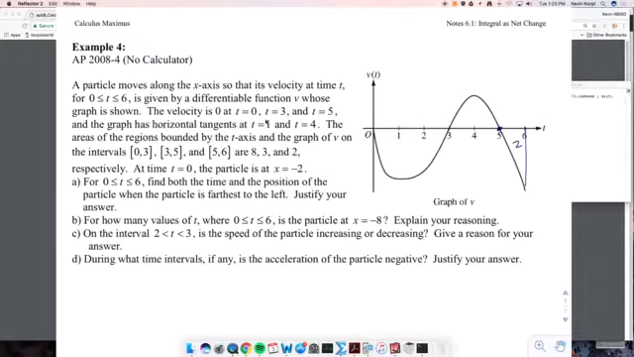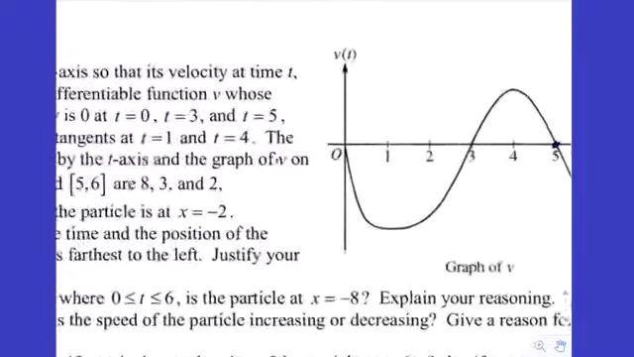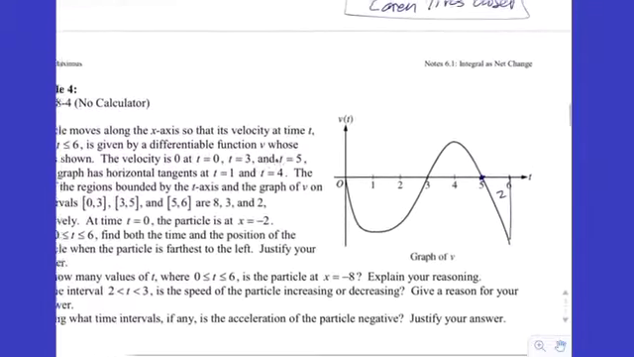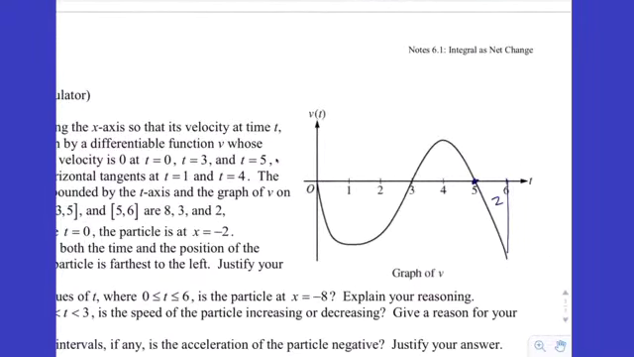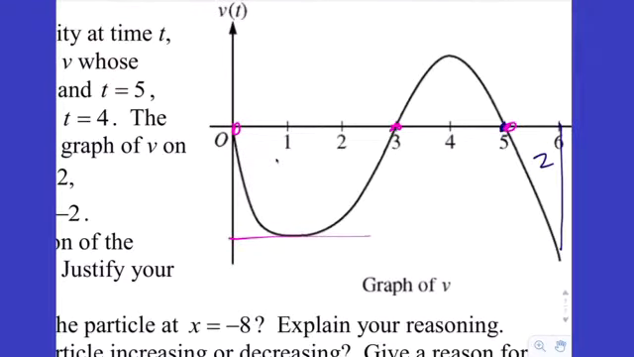All right, so we did kind of read through this one yesterday to start, but I'll just start over again. This was the fourth question on the 2008 exam. It was no calculator. They gave you the velocity function. They told you that the velocity was 0 at 0, 3, and 5, so what appear to be x-intercepts. It also told you that there were horizontal tangents at 1 and at 4, which we said yesterday means that the what is equal to 0 there?